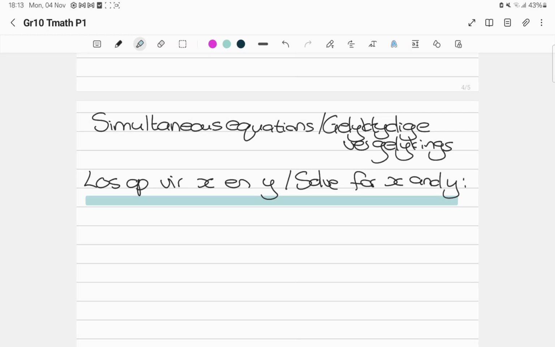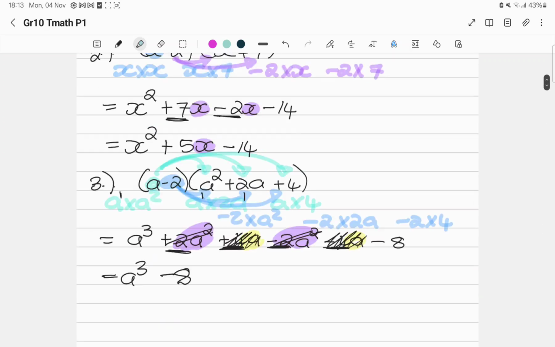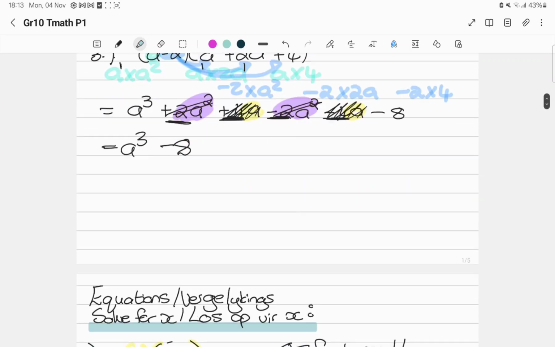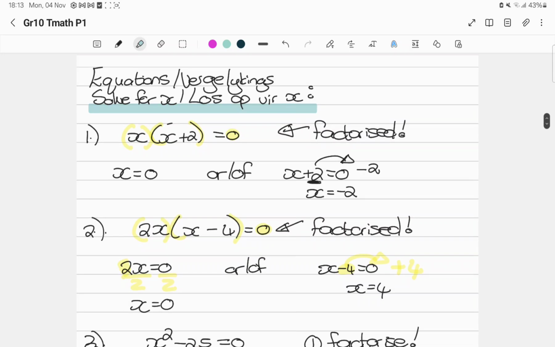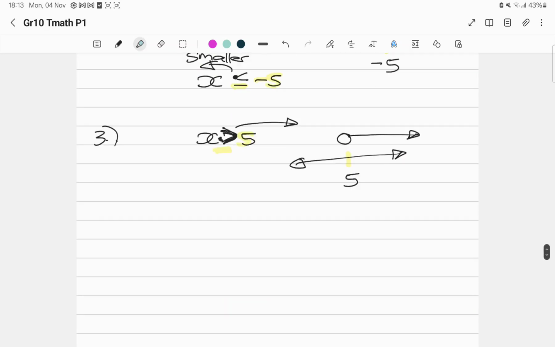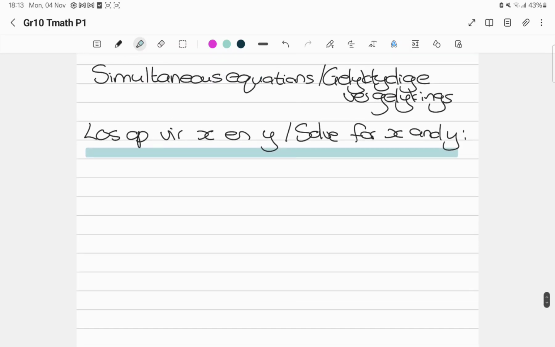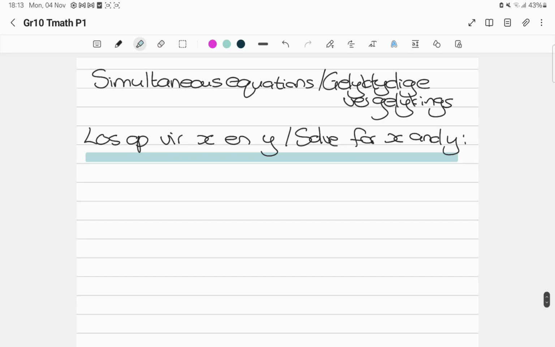But if you don't know how to do equations, like just solving for x, you're not going to be able to do the simultaneous equations. So first go back to my first video where I explained how to solve for x, or my second video I mean, your equations, and then after you've mastered that, come back to simultaneous equations.